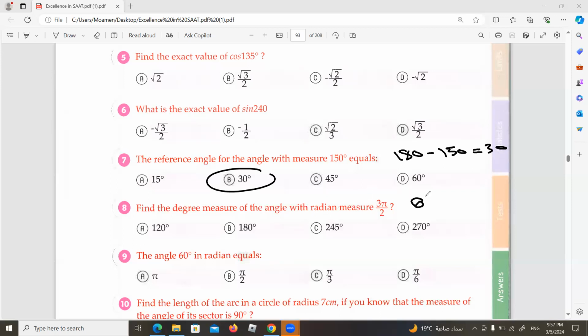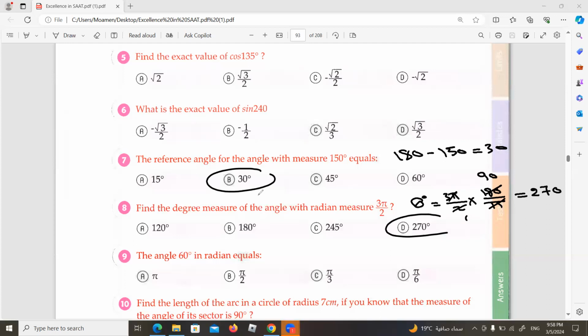I need to find the degree measure. So I just take the radian measure 3 pi over 2 multiplied by 180 over pi. Cancel pi with pi. Divide by 2 equals 1. 180 divided by 2 equals 90. 90 times 3 is 270. So the result is 270.